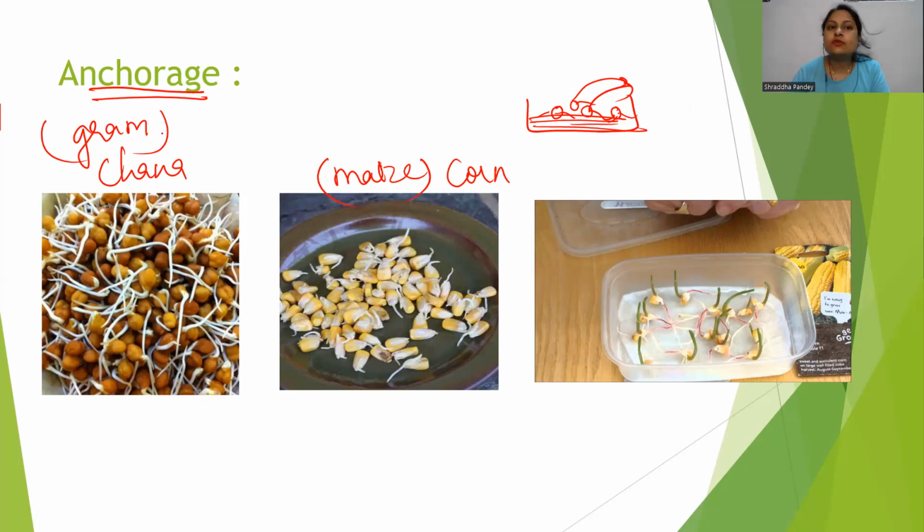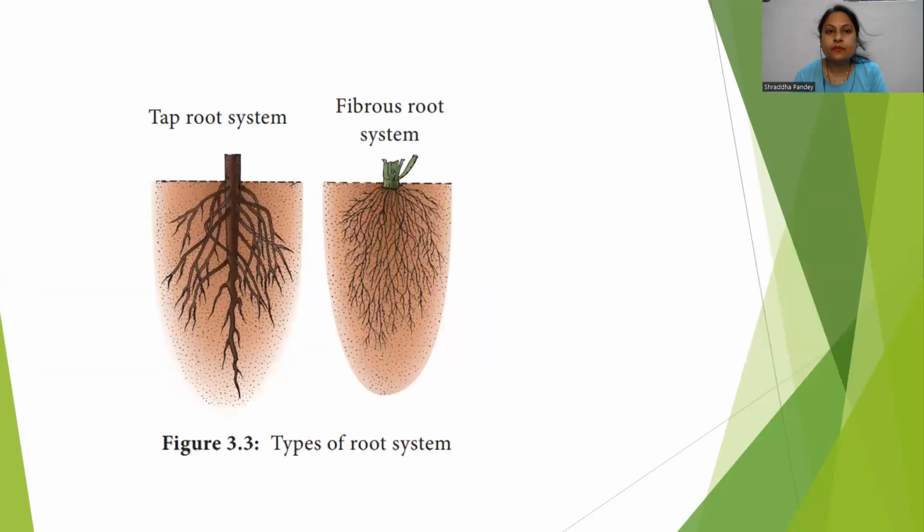So the next role of the roots is anchorage. It gives anchorage to the plant. It gives support, and it holds the plant with the soil. It keeps the plant rooted in the soil. It holds the soil.